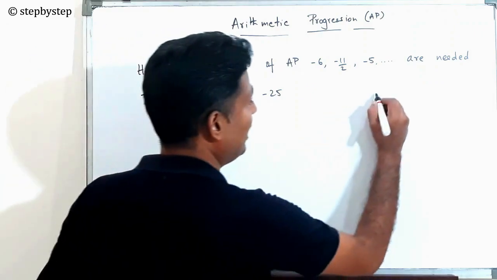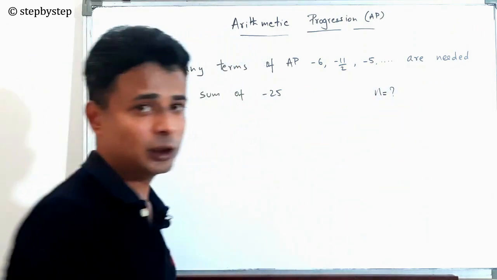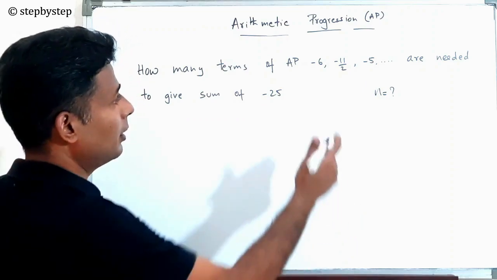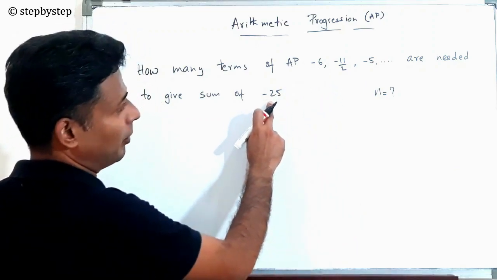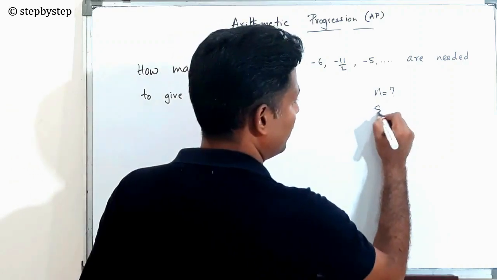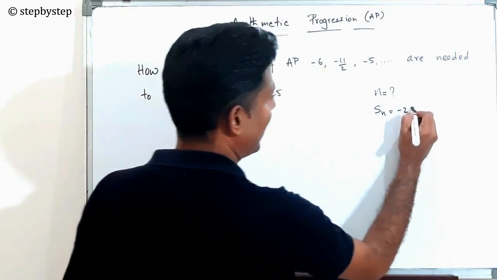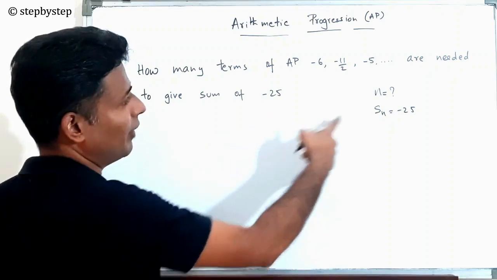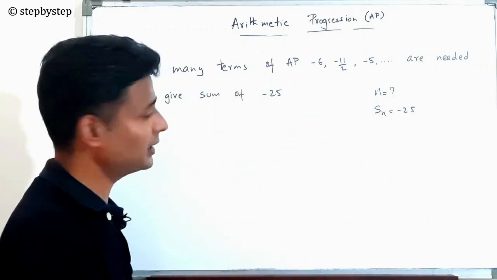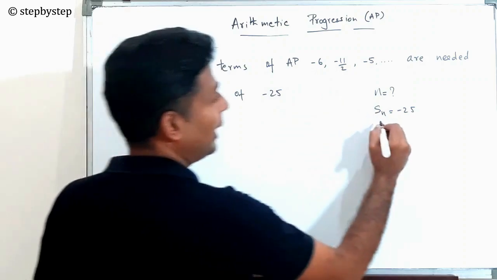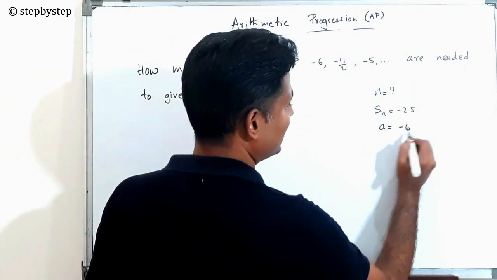Which means we need to find n. How many terms are needed to give a sum of minus 25, which means they have given us S of n is equal to minus 25. We do not know the value of n. That is what we need to find. How many terms are there? A we know from this is minus 6.